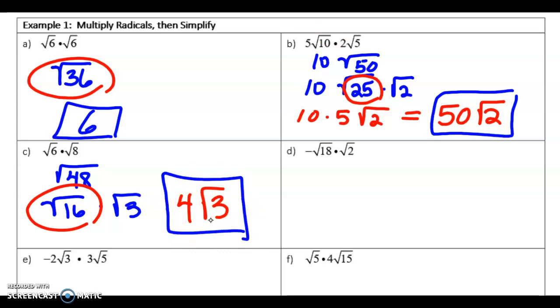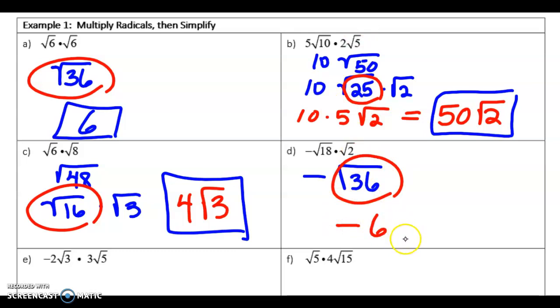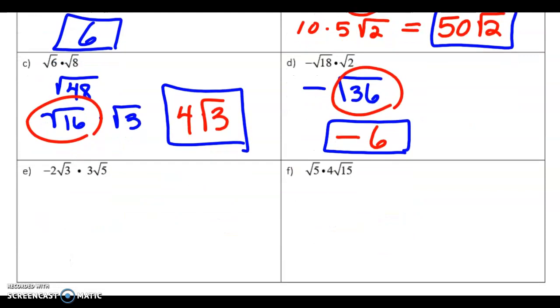Sorry, that's my dog. Letter D, you have a negative here, so you're going to multiply and get negative square root of 36. And, oh, another 36. So I know that. That's just going to be negative 6. That is a perfect square. I don't need to break it down. It's great the way it is.